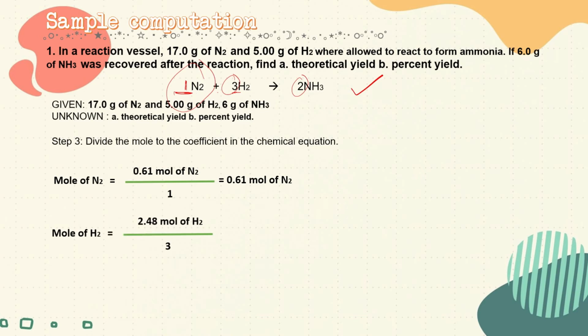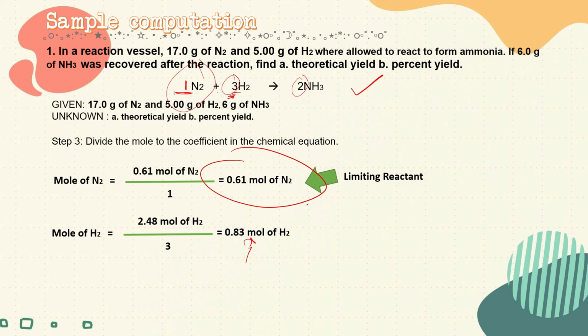Then we need to get the mole of hydrogen gas. We have 2.48 mole of hydrogen gas. Ayan yung kinompute natin kanina. Then divided by 3, the coefficient of the hydrogen gas. And that is equal to 0.83 mole of hydrogen gas. And let's determine the limiting reactant. The limiting reactant is 0.61 mole of nitrogen, because it is lesser compared to the mole of the hydrogen. So our limiting reactant again is the nitrogen gas.